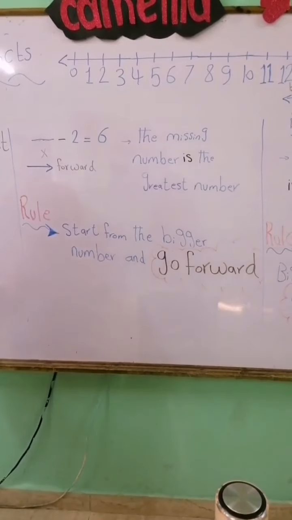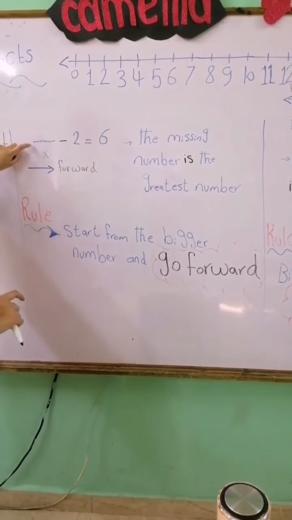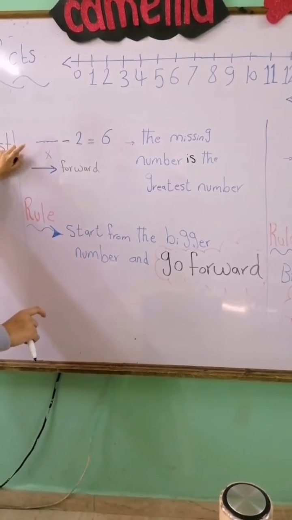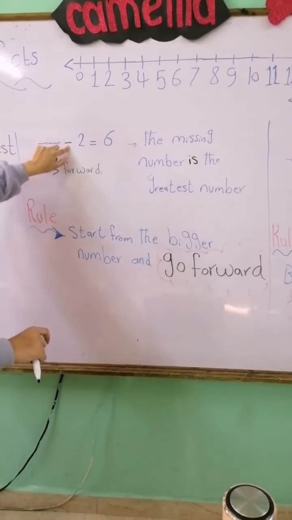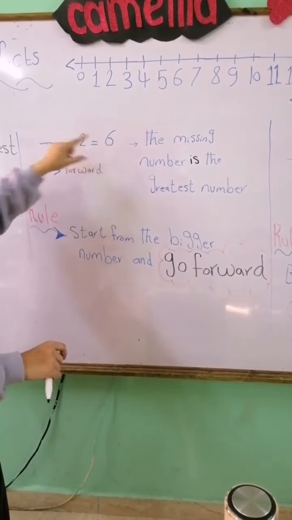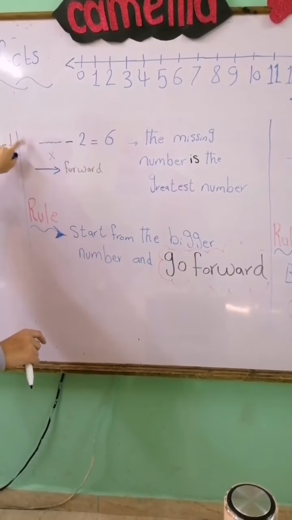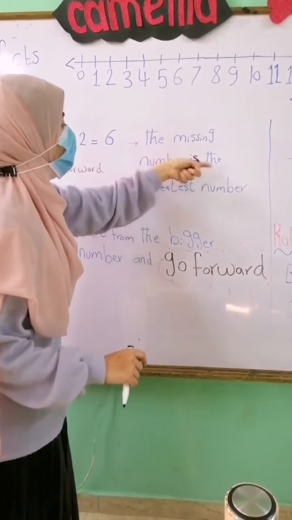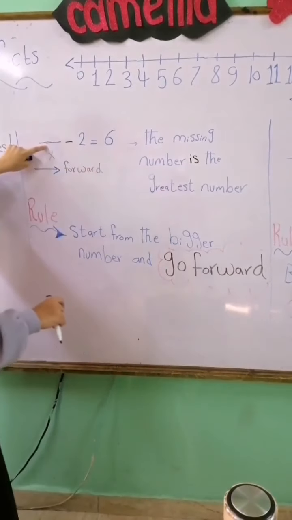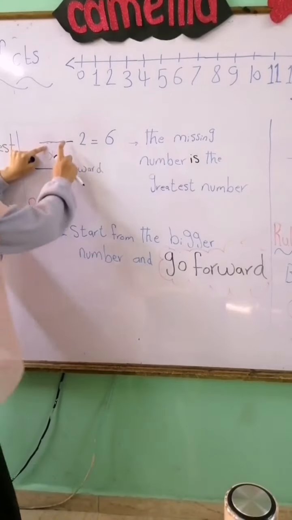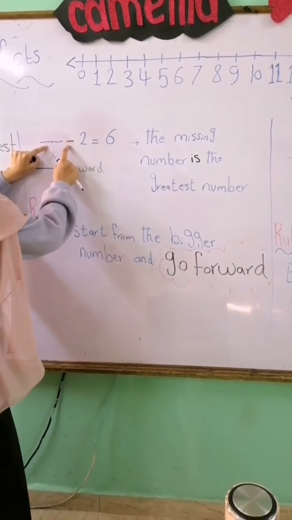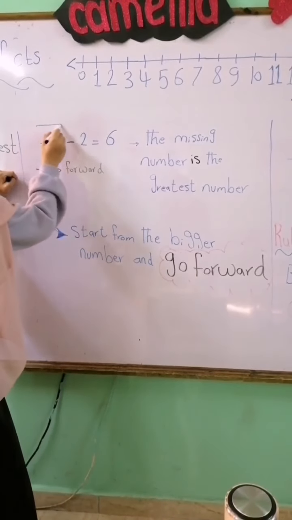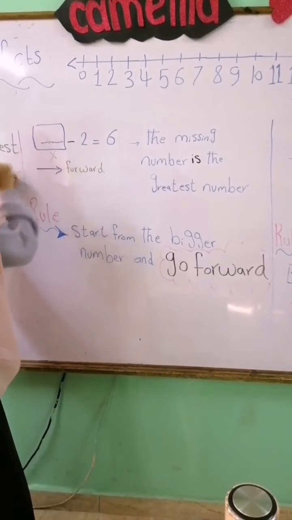Okay. Now let's see, here in this problem, we have a missing number. Missing number minus 2 equals 6. How are we going to solve this one? Here they tell us, is the missing number the greatest number? Yes, because it's a subtraction problem, and the greatest number is always at the first.